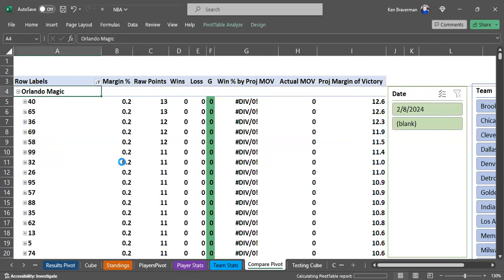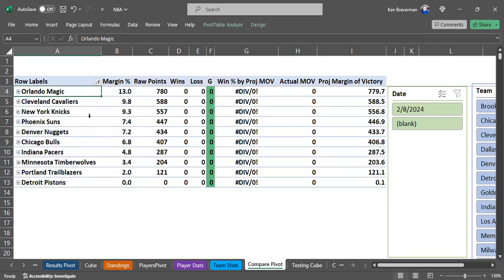Let's take a look at that. As you can tell, Orlando is going to be on top, but they're at that minus 550 line, so I don't really know what to tell you about that. Cavs, 9% margin, Knicks, Suns, Nuggets. So it does have the Pistons and the Trailblazers a little bit, just slightly. How many times does it have the Pistons?